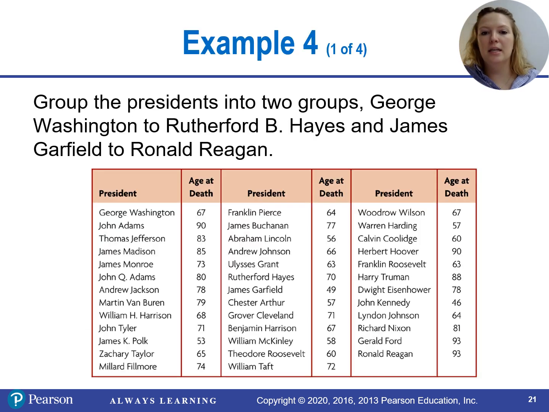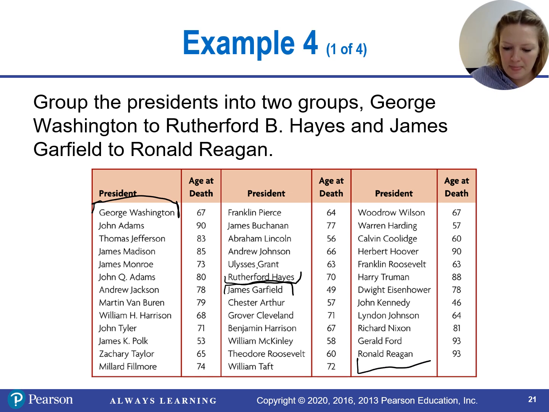We might be interested in a problem like this to use a back-to-back stem and leaf plot. If we want to group the presidents from George Washington to Rutherford B. Hayes, and then from Garfield to Reagan, we might want to compare their ages when they died to see if the first set of presidents lived longer or shorter lives than the rest of the presidents.